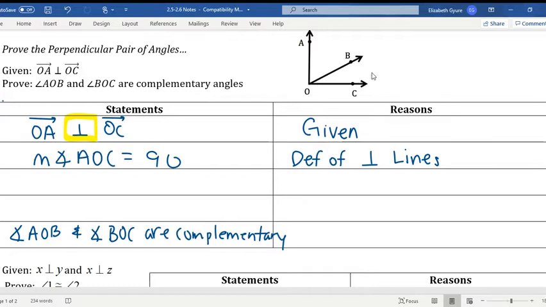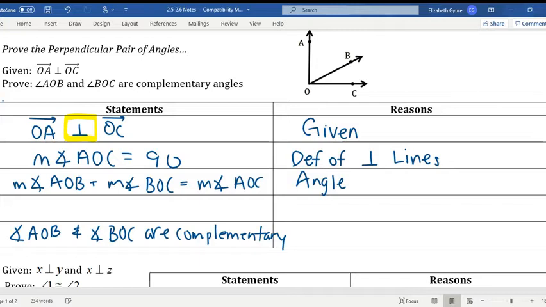Very good. That's taking us back more towards the beginning of our chapter, right? With our angle addition postulate. We have a big angle. We want to talk about its parts. So we're going to show that angle AOC is made up of two smaller parts. Good. So I'm going to say that the measure of angle AOB plus the measure of angle BOC equals the measure of angle AOC. And that is the angle addition postulate.